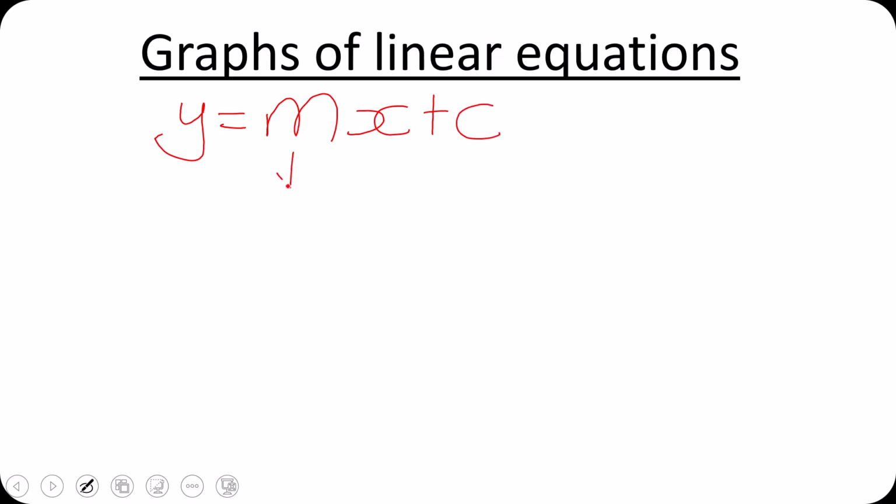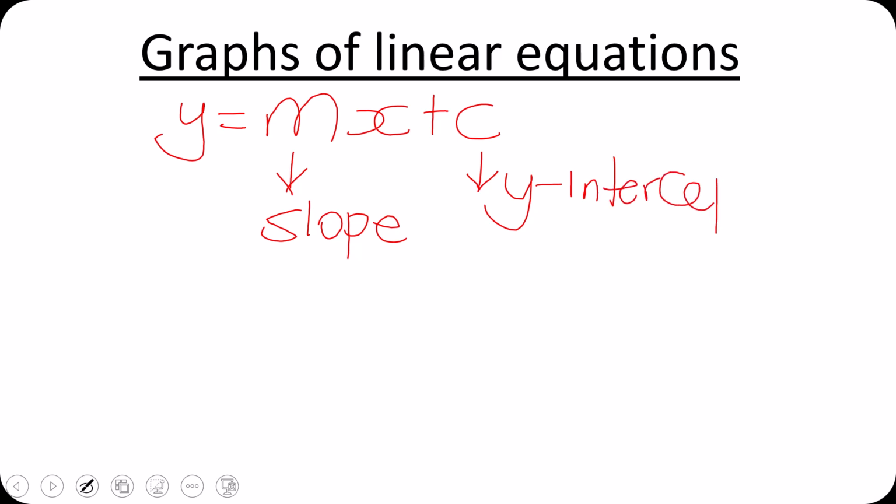And m stands for the slope. This is always the steepness of the line. M is always the same for a given line, it doesn't change. Then c stands for the y-intercept. And also the y-intercept does not change. It means the point at which the line crosses the y-axis.